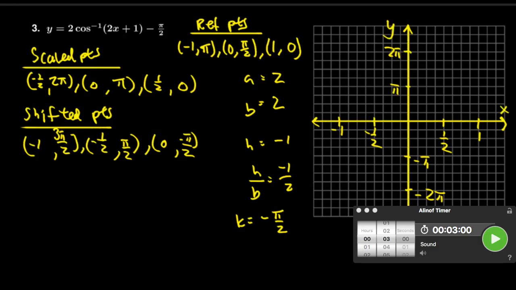Alright, so let's plot those points. Negative 1 comma 3 pi over 2, so that's up there. Negative half comma pi over 2, that's over here. And 0 comma negative pi over 2, that's over here.